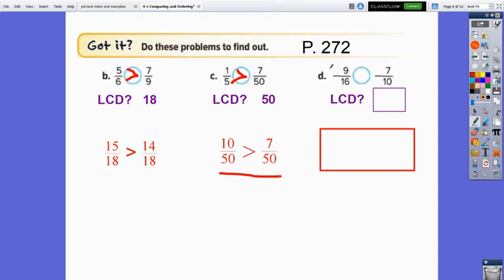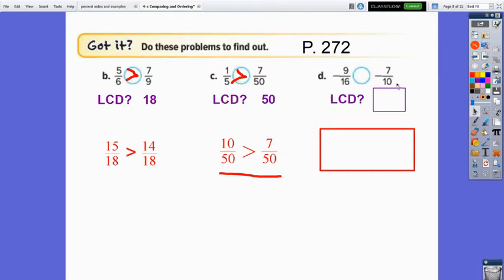All right, last one. Oh, negative numbers, so be careful because those go backwards. What is the common denominator of 16 and 10? Oof. I think that's going to be 160. So one thing that you can do if you can't find the common denominator very easily is you can always use the easiest common denominator. The easiest common denominator is found by multiplying the two.